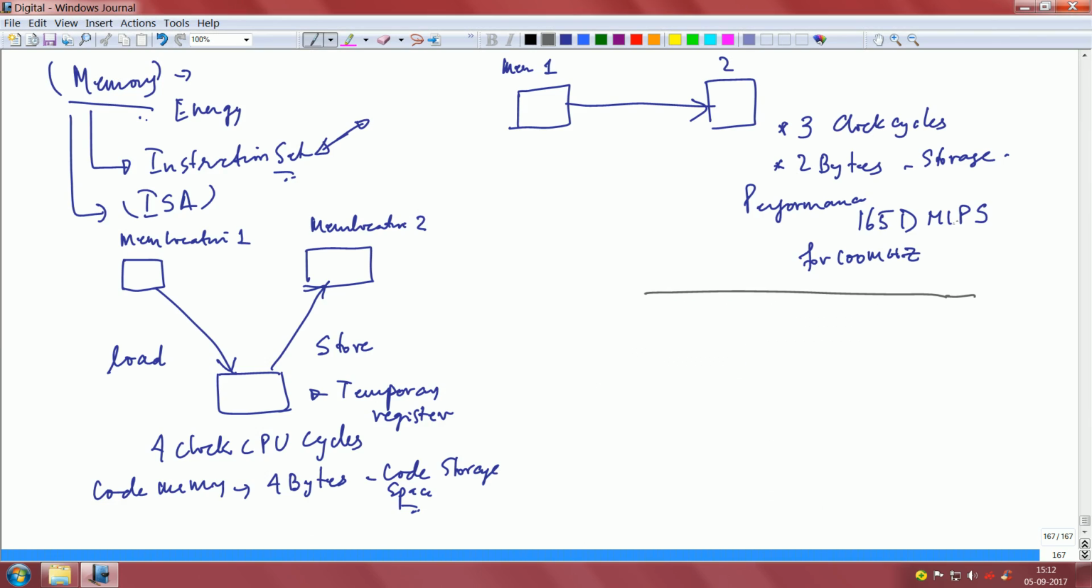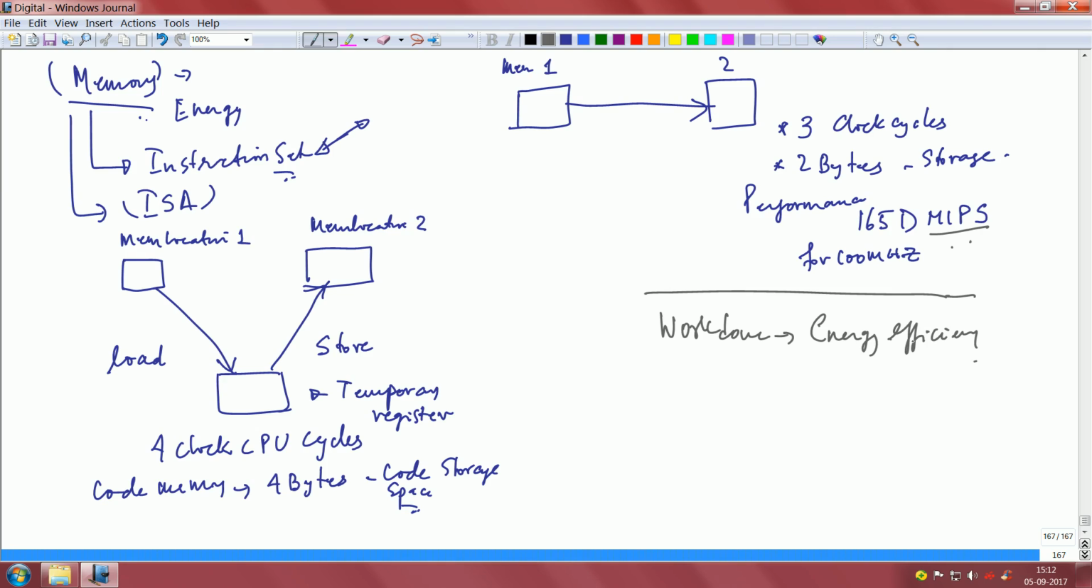So, we can see this 165 Dhrystone MIPS, million instructions per second. You should not just look at it from the performance perspective, but also in terms of the work done perspective. When you say work done, you will again end up with energy efficiency.